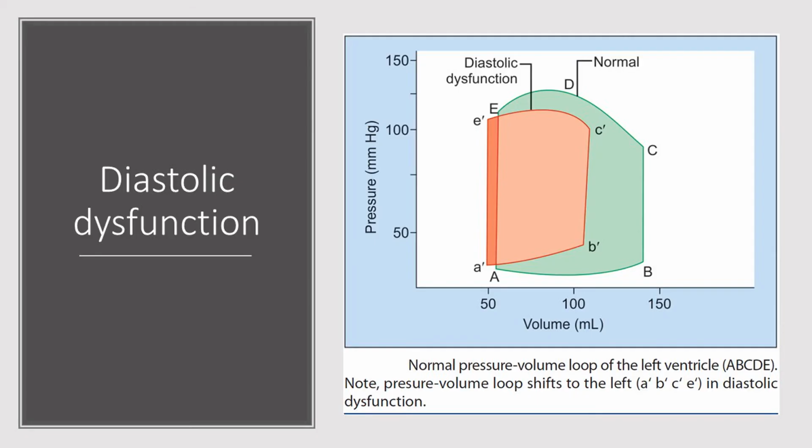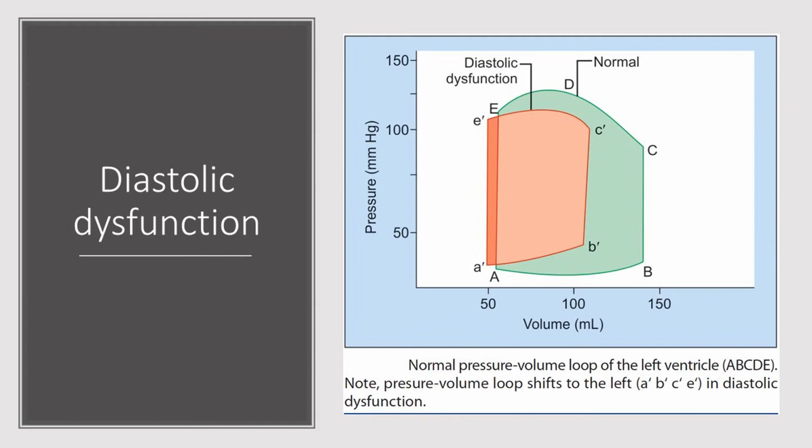Ventricular dysfunctions are of two types, systolic dysfunction and diastolic dysfunction. First of all, I will explain about the diastolic dysfunction. Now, diastolic dysfunction, as the name suggests, is because of the impairment in the diastole or the relaxation of the ventricles. So whenever ventricles are unable to relax properly, it leads to a decrease in the end diastolic volume.